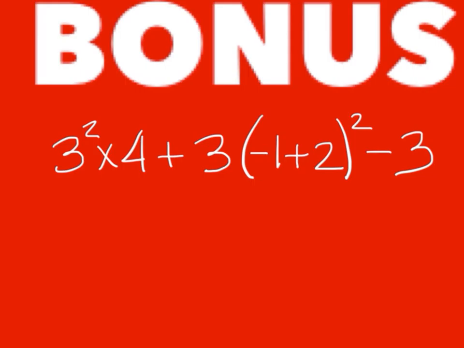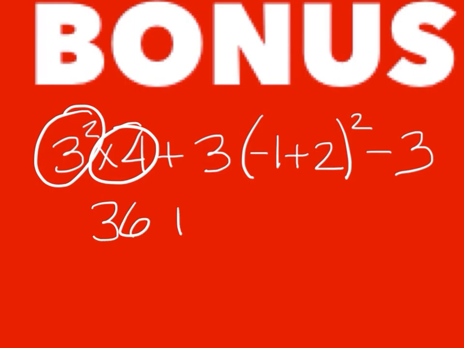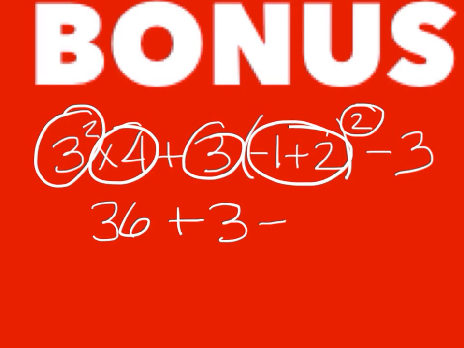Answer to the bonus problem is going to be 9 times 4 is 36, plus 1 squared is 1 times 3 is 3, and then take away 3, you'll get 36.